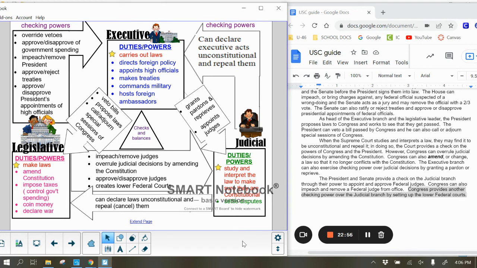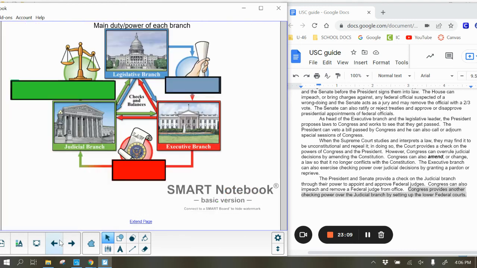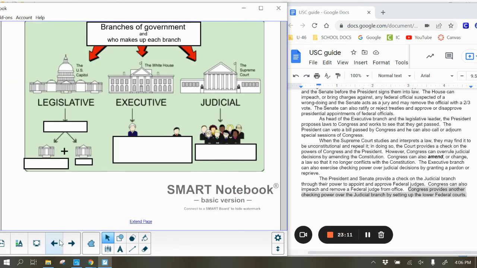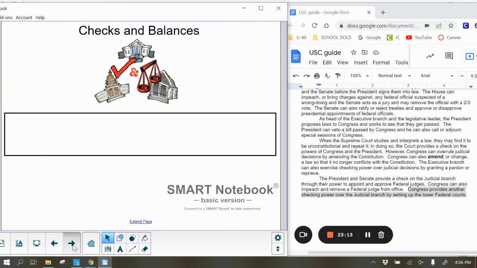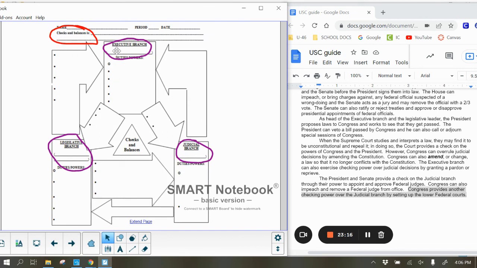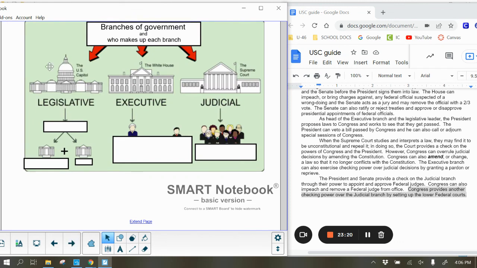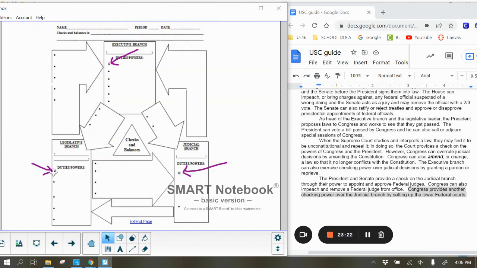Okay, so if you need to pause this so that you can get more of that information, if it went a little too fast for you, then go ahead and do that. And you should have a completed flow chart, including the definition at the beginning that we did up here. And then you should have who is in each branch of government. And then you should have those main duties on the star parts in your flow chart.